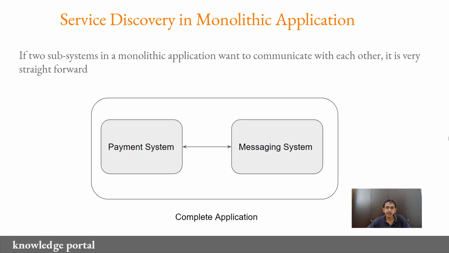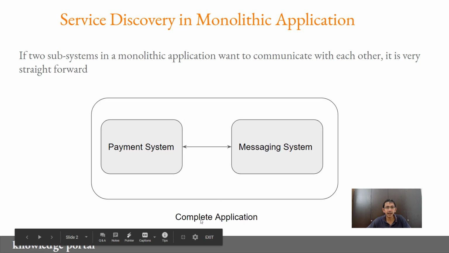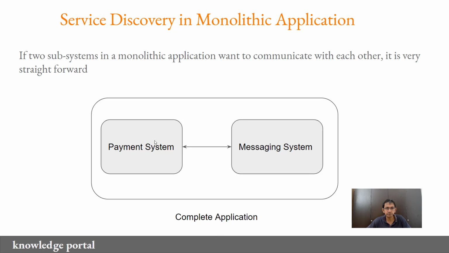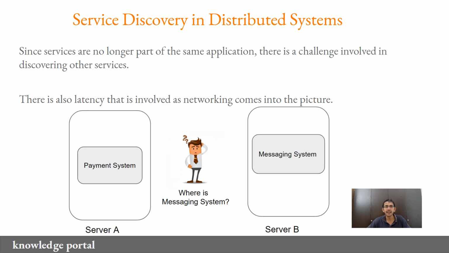However, monolithic comes with its own disadvantage. So let's assume that this complete application goes down, then all of the subsystems, be it payment system, messaging system or any other system that is part of it, will also be unavailable. And this is the reason why organizations typically implement the architecture of distributed systems where there are microservices involved.